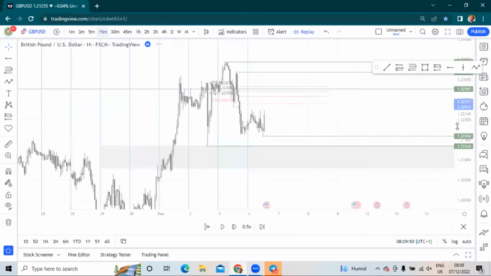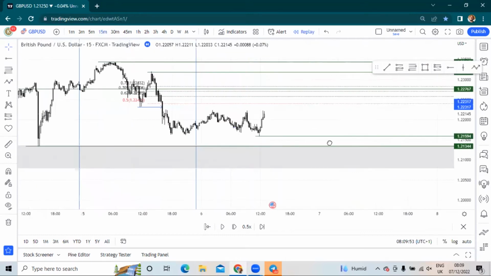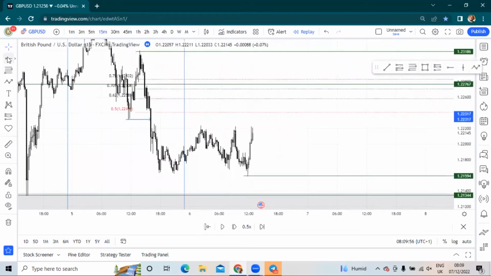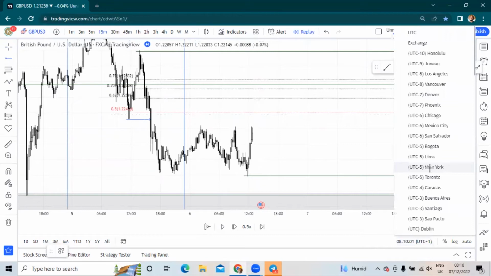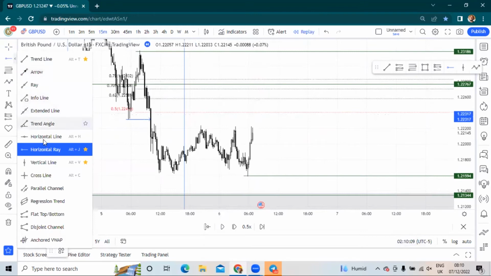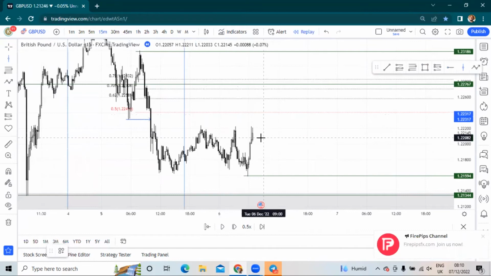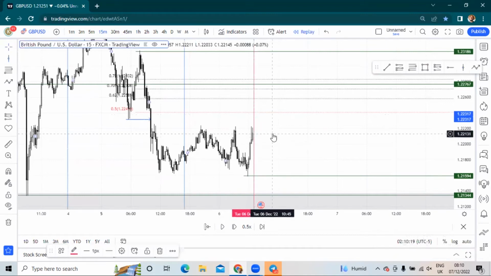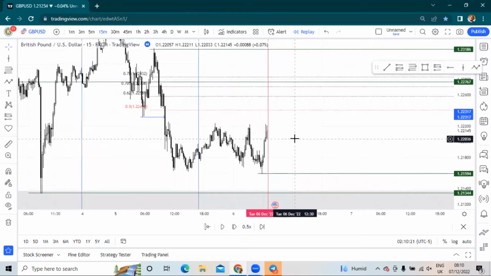I look at the 15 minute charts and also look at what's going on. Since my Q zone is 7 o'clock Eastern time, I'm going to use a vertical line to mark it. Remember, this is GBPUSD, so my Q zone is not supposed to be 8:30, it's supposed to be 7 o'clock. Why? Because this is currency market.